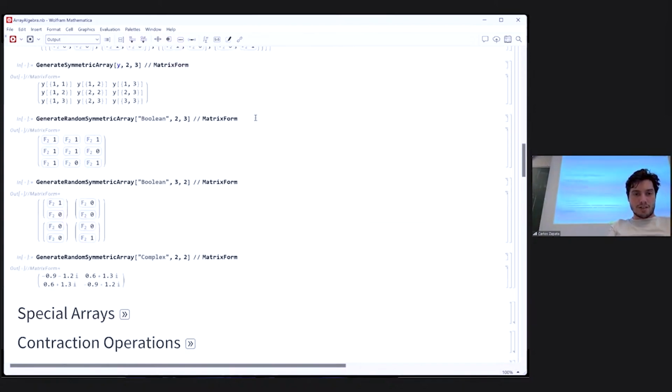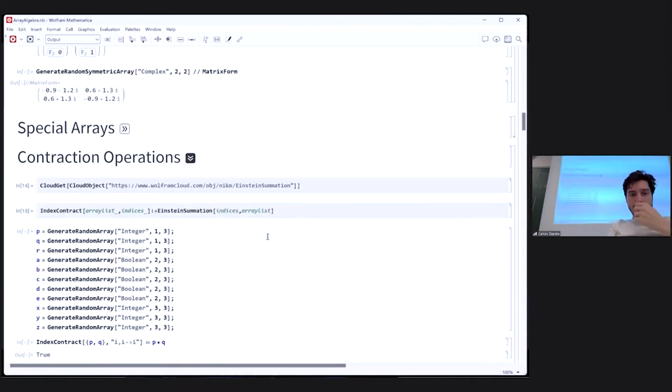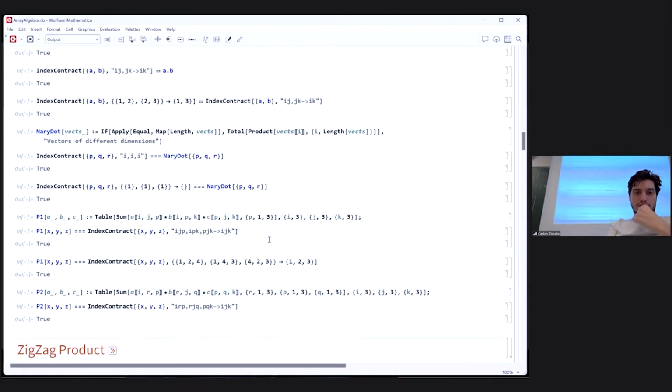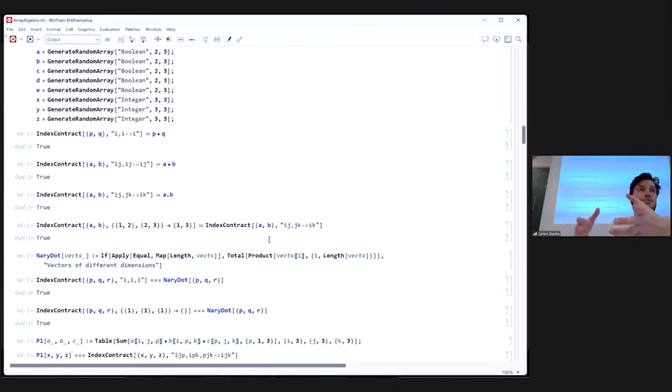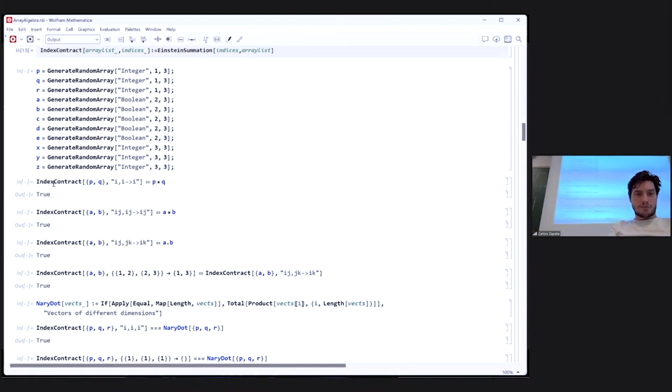So what are those products? This is what I call contraction operations. A contraction operation is a generalization of the dot product or the matrix multiplication product. It's nothing more than that. What I call the operation index contract here tells you that you take two indices, specify which ones are contracted, and which ones are kept at the end. In Mathematica language this means Hadamard product, a component-wise product. So index contract, when you don't contract, is just Hadamard product.